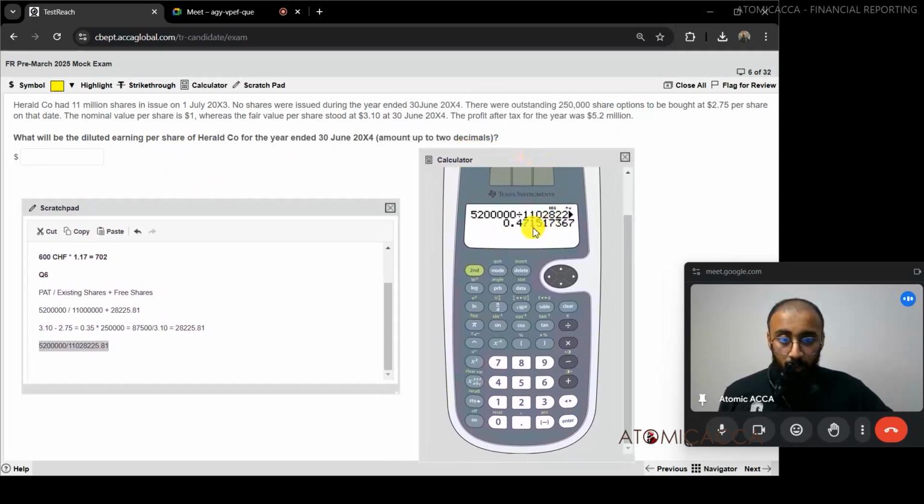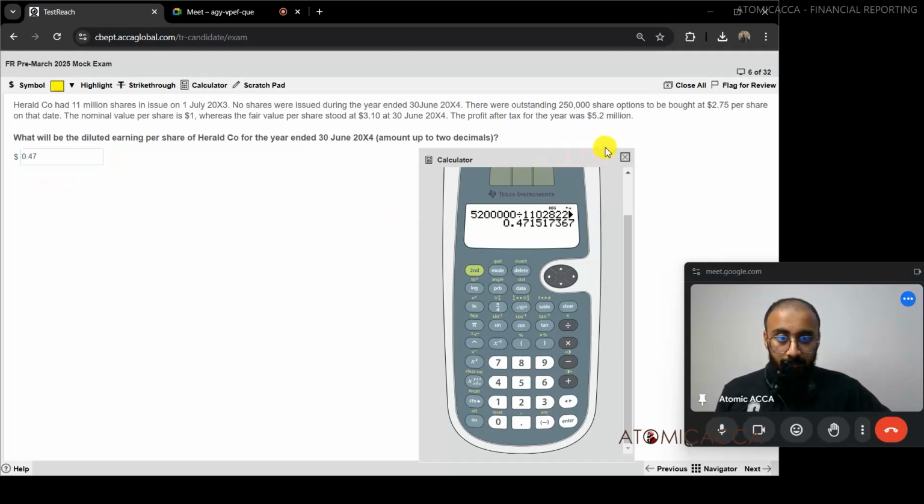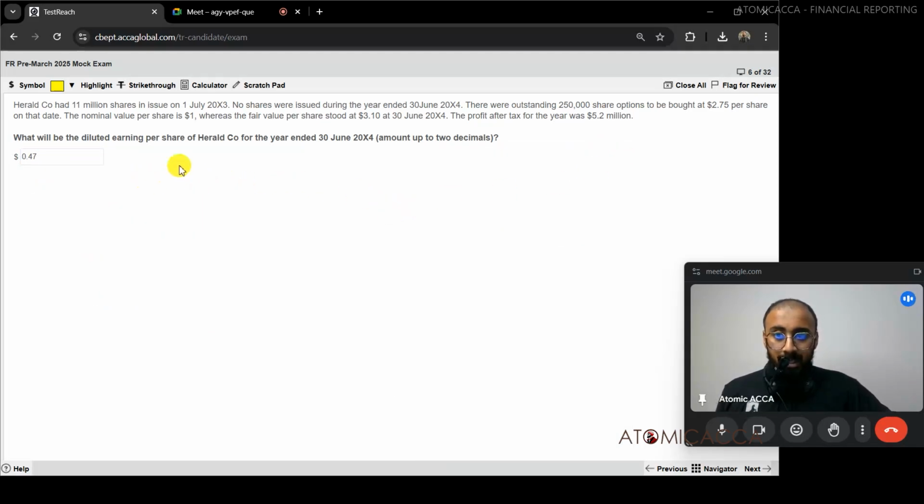Now they wanted the diluted EPS rounded off to 2 decimals. So if I round off to 2 decimals, how much will it be? 0.47, and I have to see the next digit. What is the next digit? 1. When it is less than 5, you have to round down, so it will be 0.470, which is basically 0.47. Up to 2 decimals, so 0.47, and our answer is done. So this was our calculation for diluted EPS.